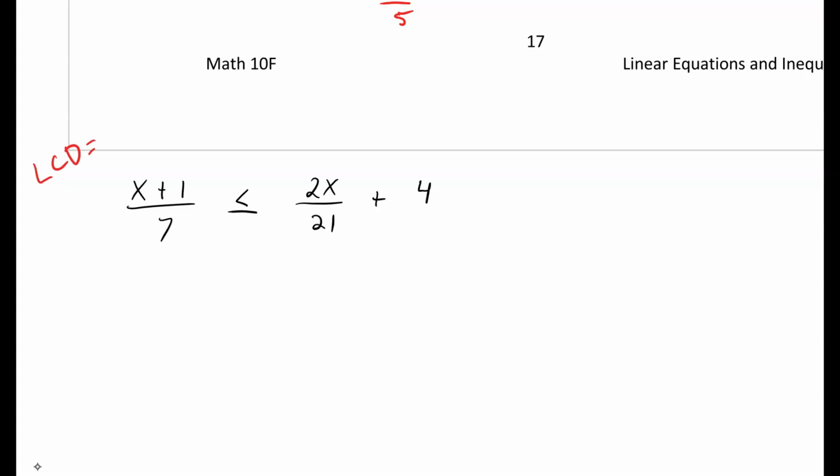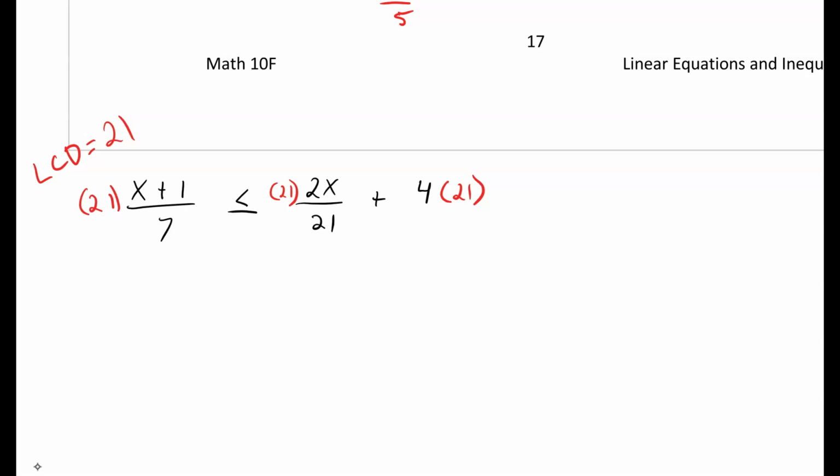Our LCD, we look at the 7 and the 21. What is our lowest number that goes into this? Well, 7 goes into 14, goes into 21, and 21 would go into 21. So that is our lowest number that they both meet up at. So 21 is our lowest common denominator, meaning we put a 21 over here because we're multiplying it by 21, multiplying it by 21, and multiplying it by 21.